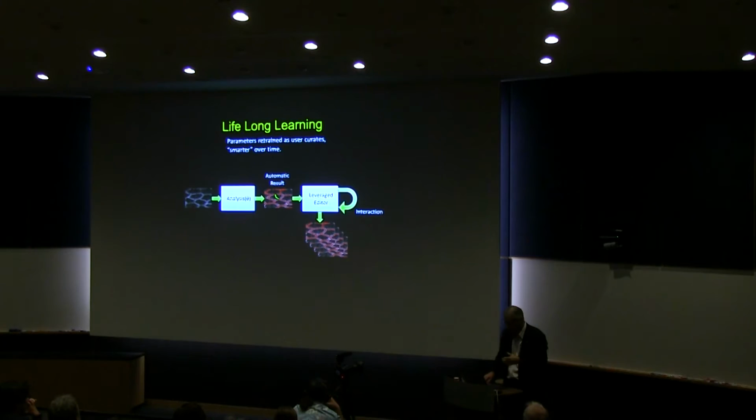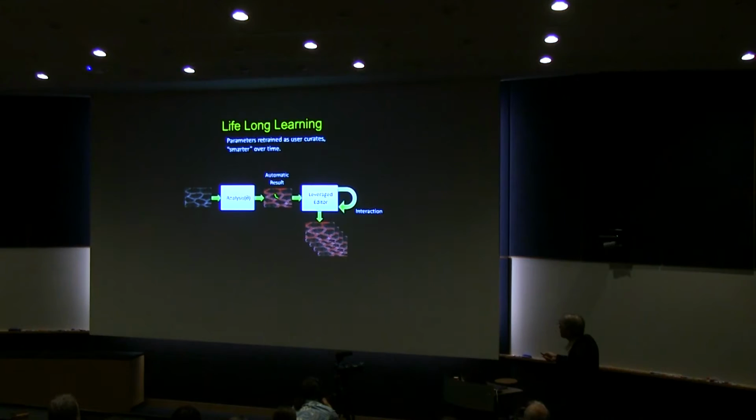The other idea that we haven't actually executed on yet is, if you think about it, we've given you a very good algorithm that gives you a first result, and we've given you now a leveraged editor where you can basically produce good stuff. What we realized is that if you use our leveraged editor and produce good stuff, this is what the computer scientists would call ground truth, okay, which is very hard to get by.